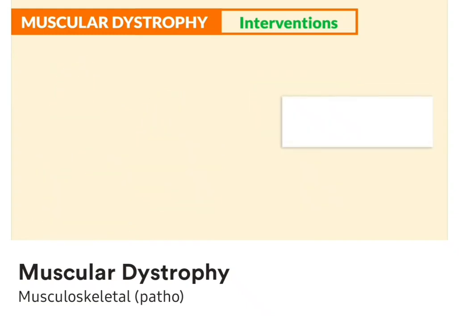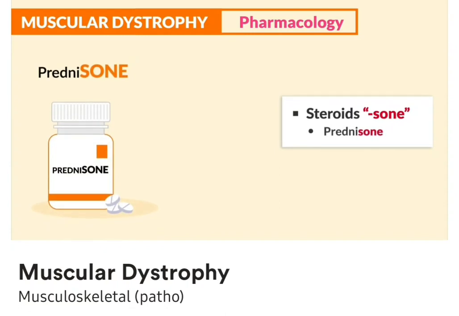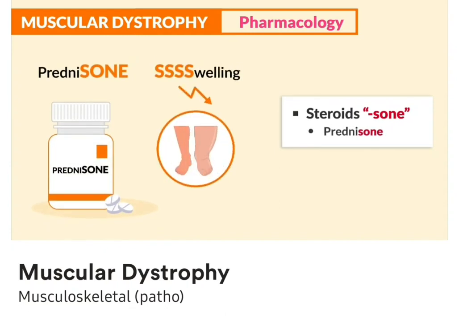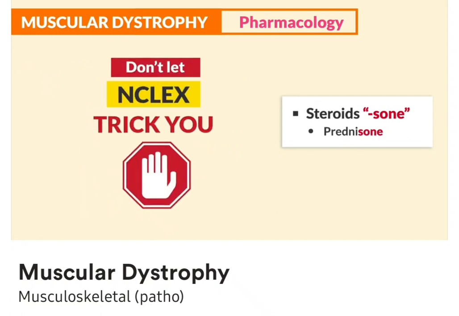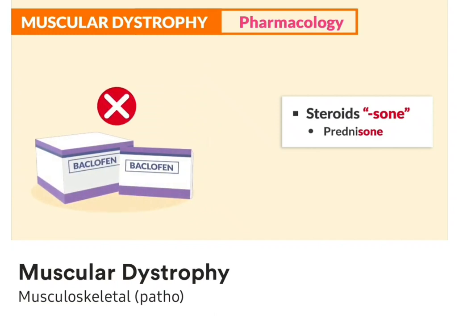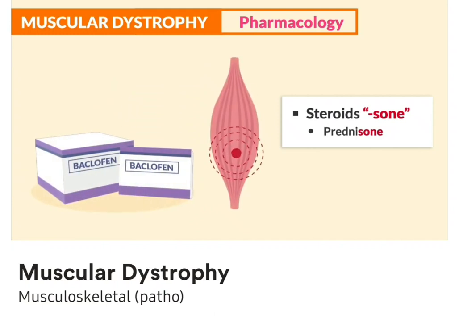Now for pharmacology, we give steroids ending in zone, like prednisone. So remember, zones help to decrease the swelling, like with prednisone. Now don't let the NCLEX trick you here. We do not give muscle relaxants like baclofen. That's more for muscle spasticity or muscle spasms, which is not present in MD.